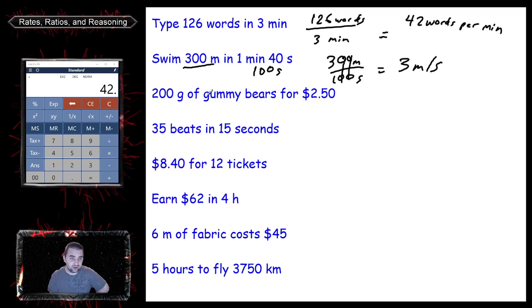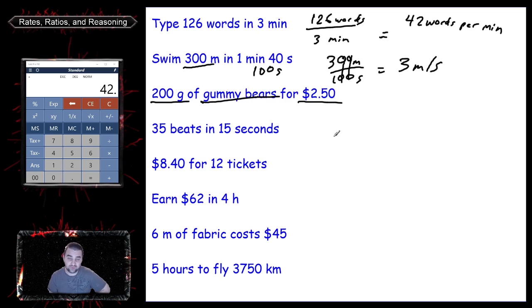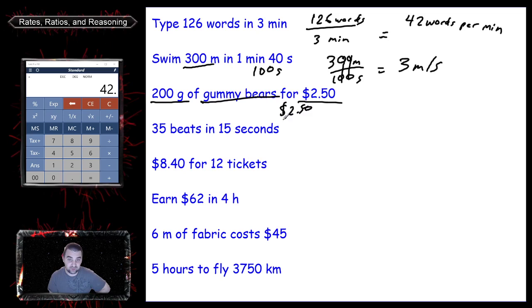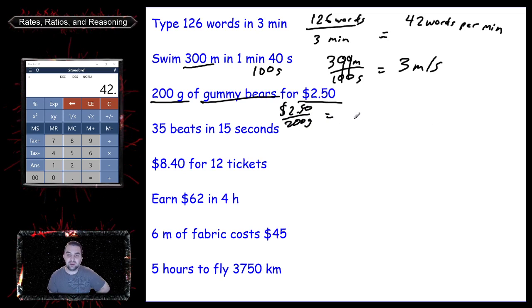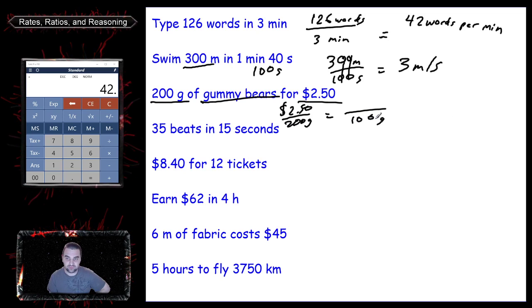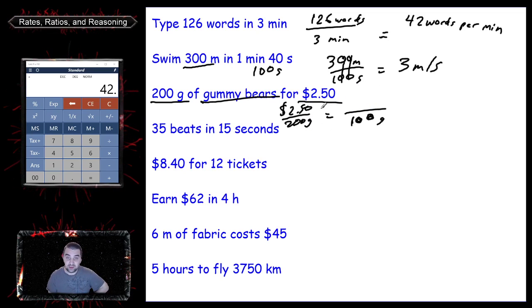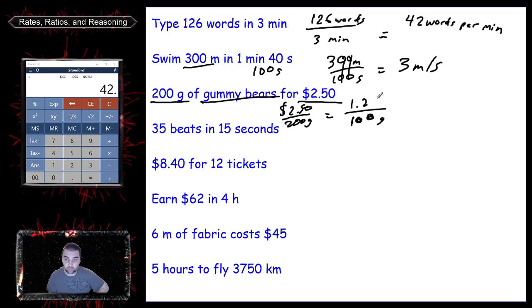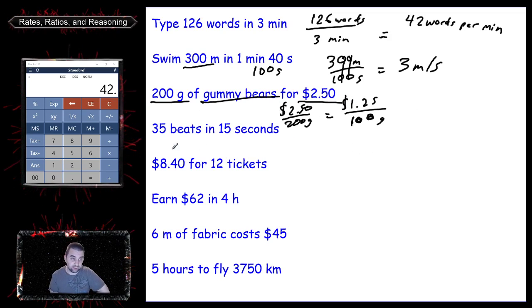Okay, gummy bears. 200 grams of gummy bears for $2.50. You could do this as a unit rate, and you could just do $2.50 divided by 200 grams and get some ugly number. But it's way better to just do it in terms of 100 grams to do that bulk money thing, because that's a common rate that you're going to be working with. And I know just looking at that, 200 grams to 100 grams is halved, so this is going to be $1.25 for every 100 grams of gummy bears.